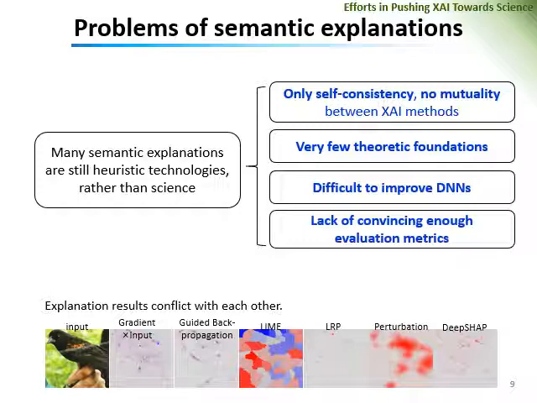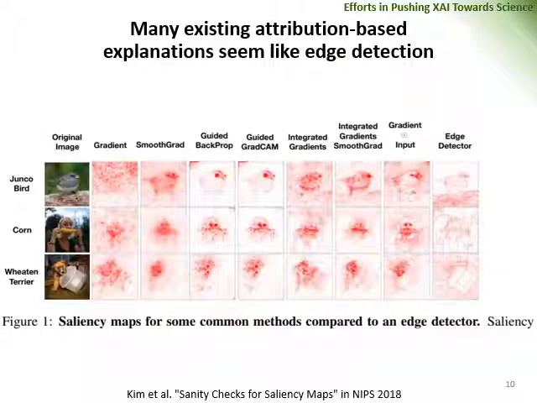Third, it's very difficult to use the current explanation results to improve the performance of DNNs. Fourth, now this field lacks convincing enough evaluation metrics to evaluate the quality of the explanation, because we have no ground truth explanation. Prior work has found that many existing attribution-based explanations seem like edge detections.